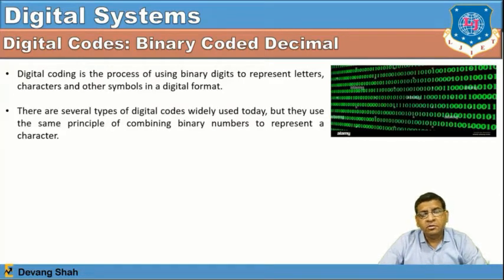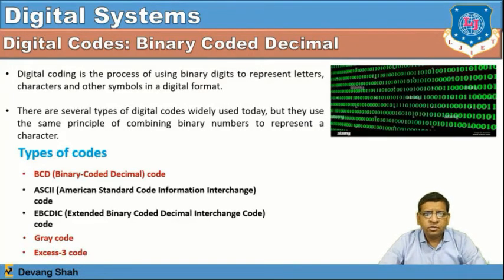You might have seen these strings of 1s and 0s, or trains of pulses, which represent specific information that includes alphabets and numbers. If we learn about the specific types of these digital codes, today we are going to discuss BCD, which is called the binary coded decimal code. Then we have the ASCII code that you already know about, then the EBCDIC code, right? But in today's session we are going to discuss the BCD code, Gray code and Excess-3 code.